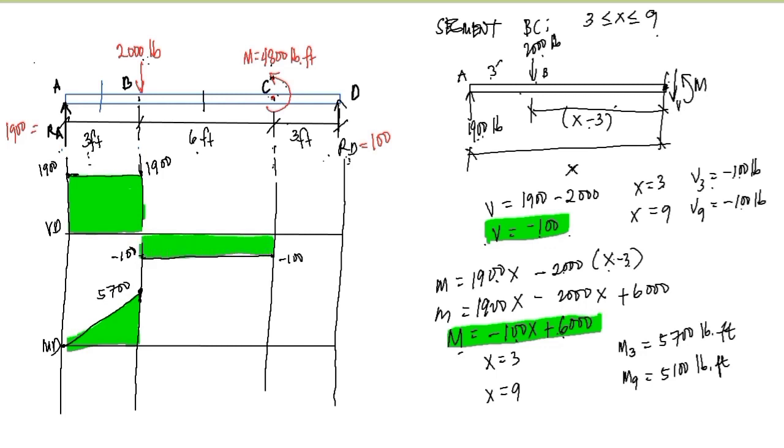Now, for the segment BC, our moment diagram has 5,700 at x equal to 3, that is at point B, and at point C, x equal to 9, that's 5,100. So here we have 5,100 pound-foot. Since this is the equation of a line, we just connect them with a line. So this is our moment diagram.